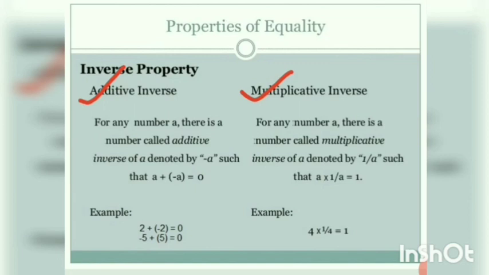So what is additive inverse? Additive inverse is the number which, when added to the given number, then we get 0 as the result. Additive inverse is that number which, when added to the given number, we get the result 0. And additive inverse is also called as negative of the number.